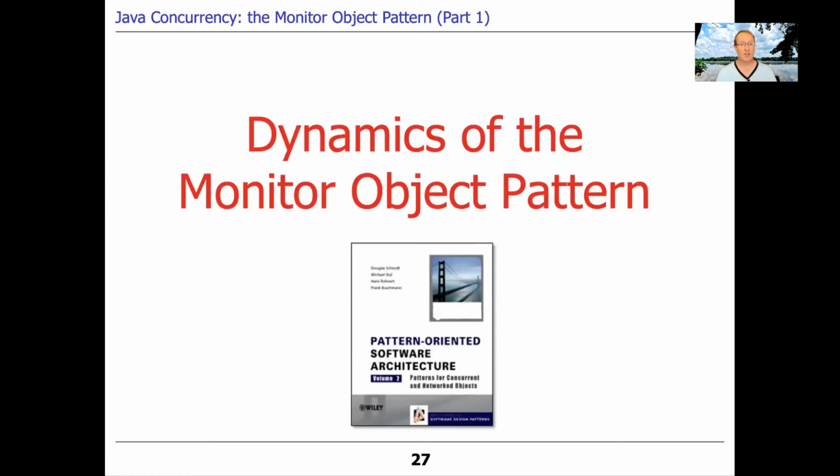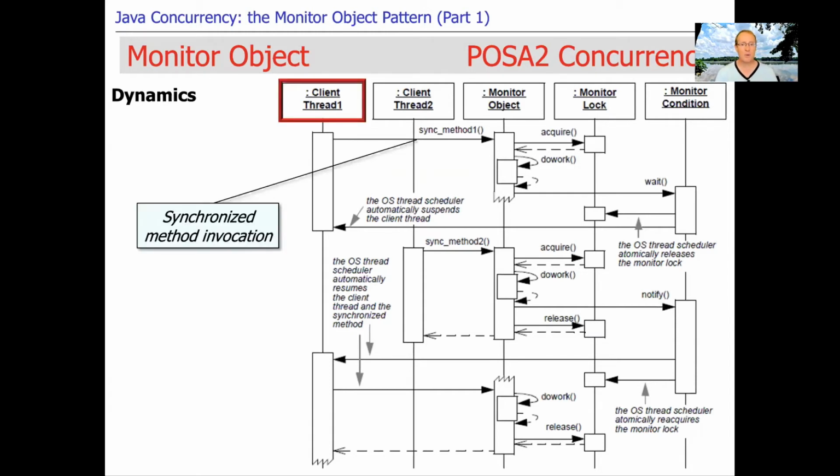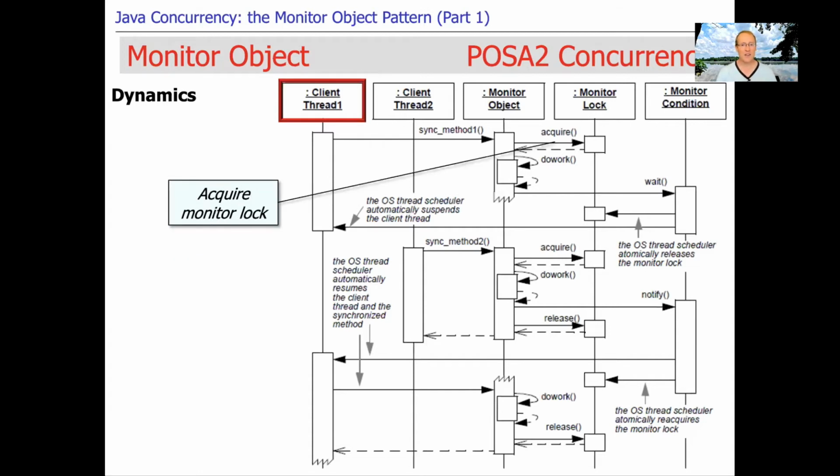So with that knowledge of the structure of the pattern, let's now take a look at the dynamics of how this pattern applies. And here's kind of the classic diagram. This is straight out of the POSA 2 book, and it looks a little daunting at first, but once you understand it, it's actually pretty easy to understand. So some client, let's call it client thread 1, makes a synchronized method invocation, like let's say it does a take call on a linked blocking queue, and that take method will transparently acquire the monitor lock, which of course will be a reentrant lock for the take lock. So it'll go ahead and try to get that.